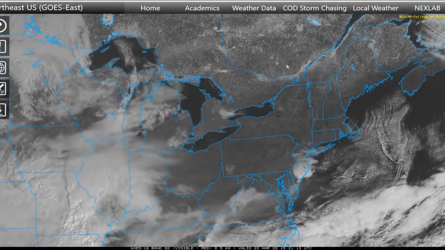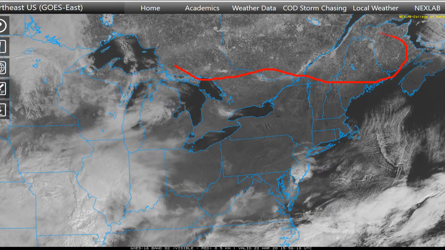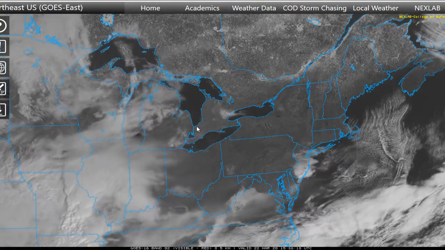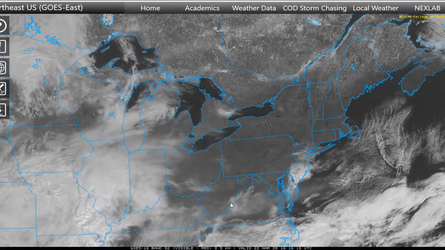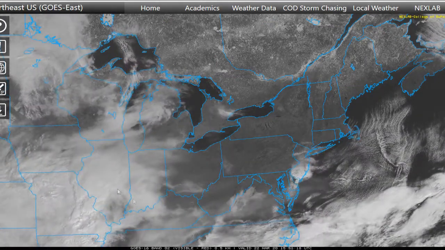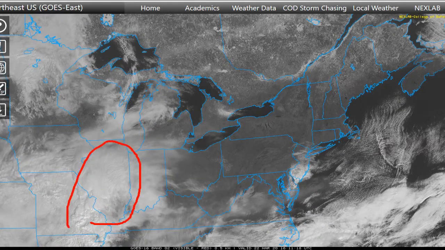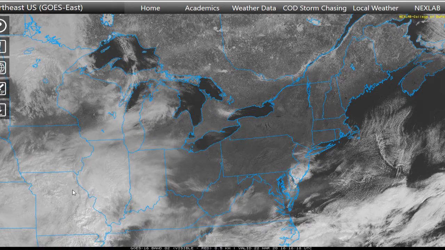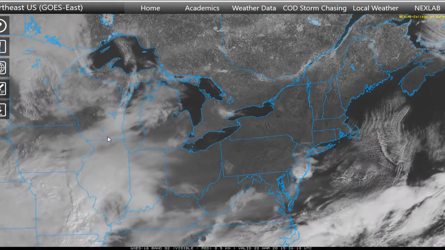In the northeast U.S., looks very frozen up there in Canada. You can see all those lakes very clearly on the satellite imagery. Fair weather across much of the northeast U.S., but out to the west, here comes the next weather system. Good upper level lift approaching Indiana and Ohio.